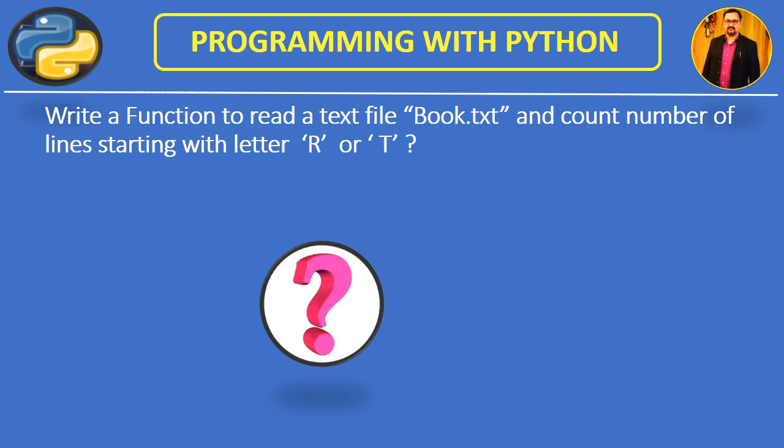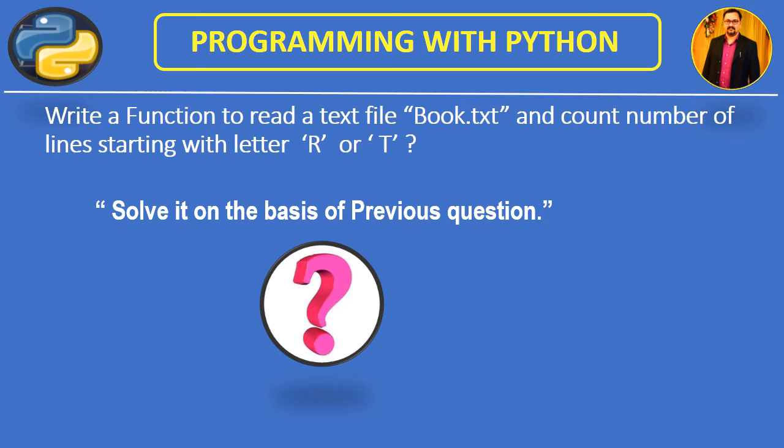Another example you can see is for reading one character at a time. This is based on reading a single character. This is a function to read a text file books.txt and count the number of lines starting with R or T. This is a question for you, and you have to do it on the basis of the last two examples.